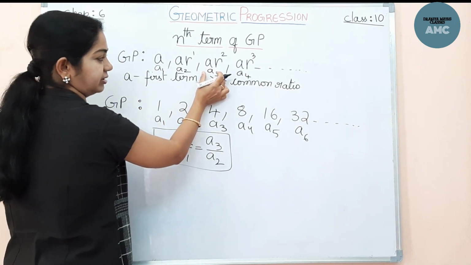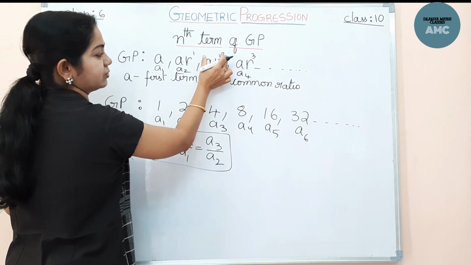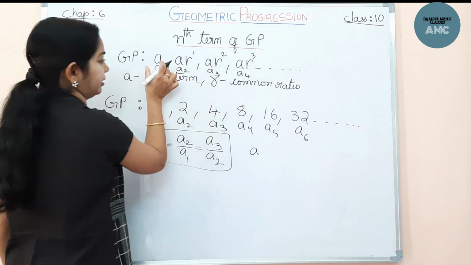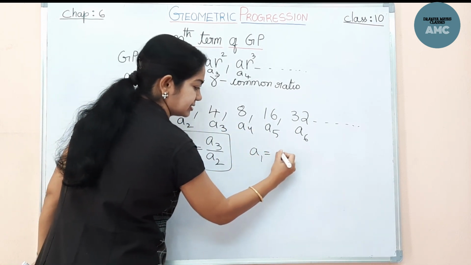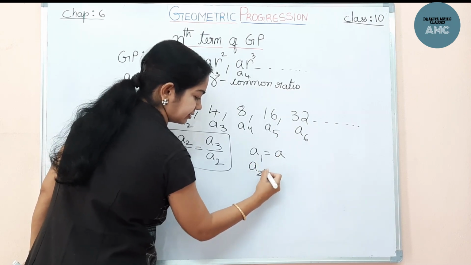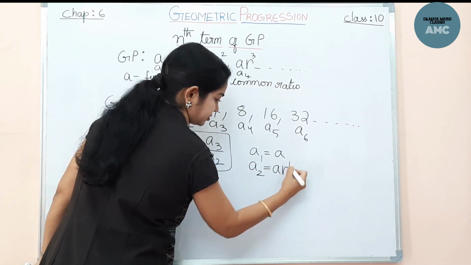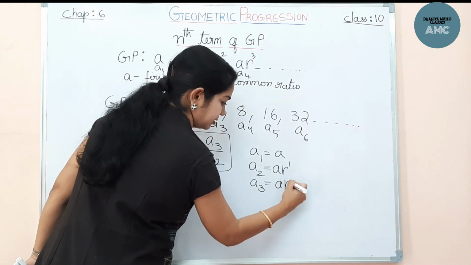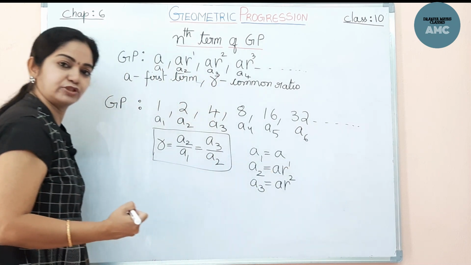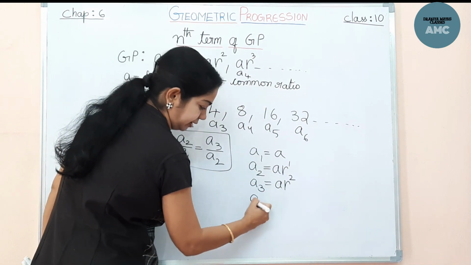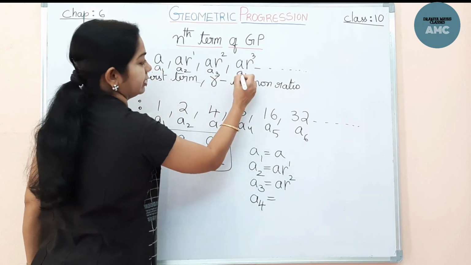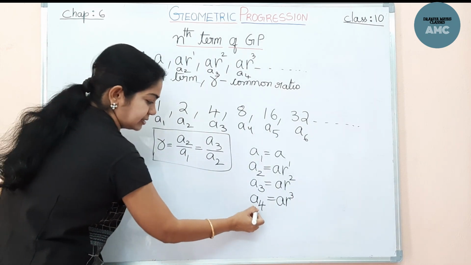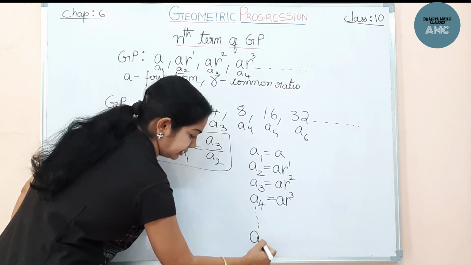See, the third term A3 is equal to AR square. Let me note it down here. Our first term is A. The second term, I am telling it as AR raised to the power 1. The third term is AR raised to the power of 2. That means if you see here, A4 is equal to AR cube. Likewise, now let me generalize and write the nth term.